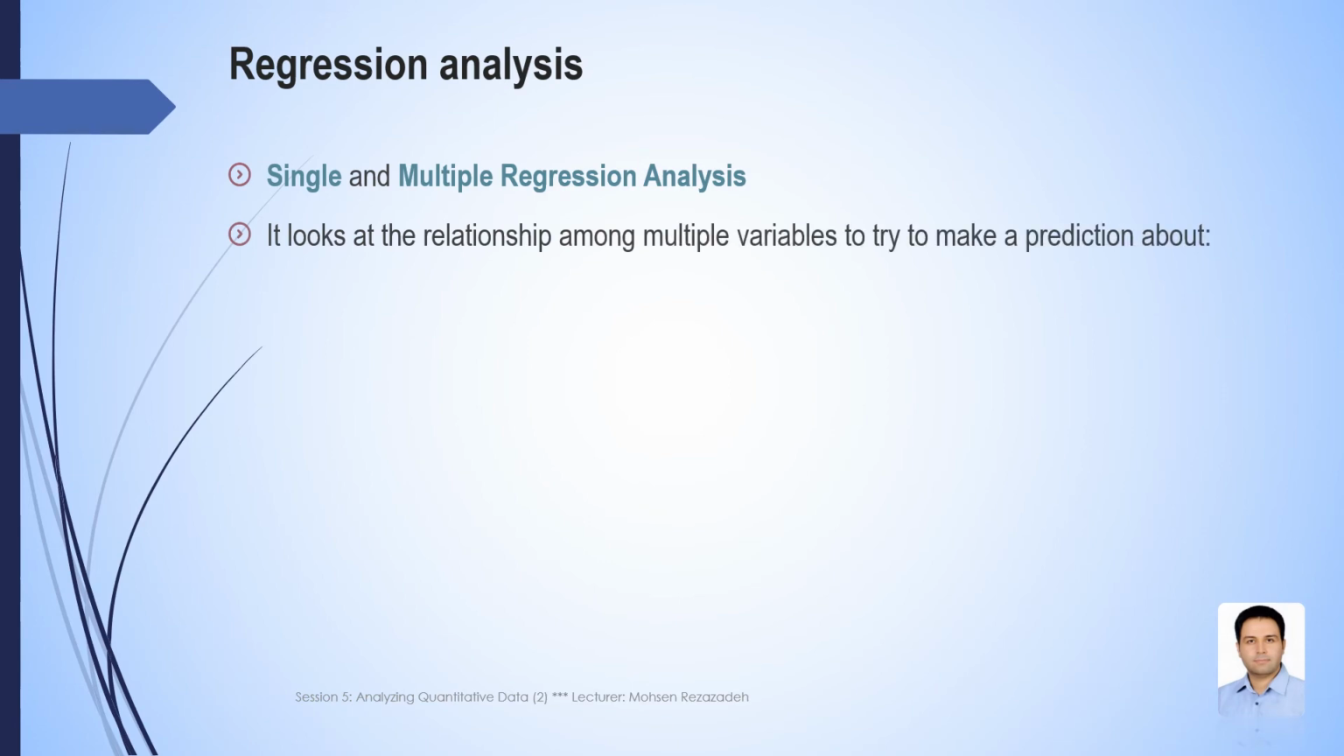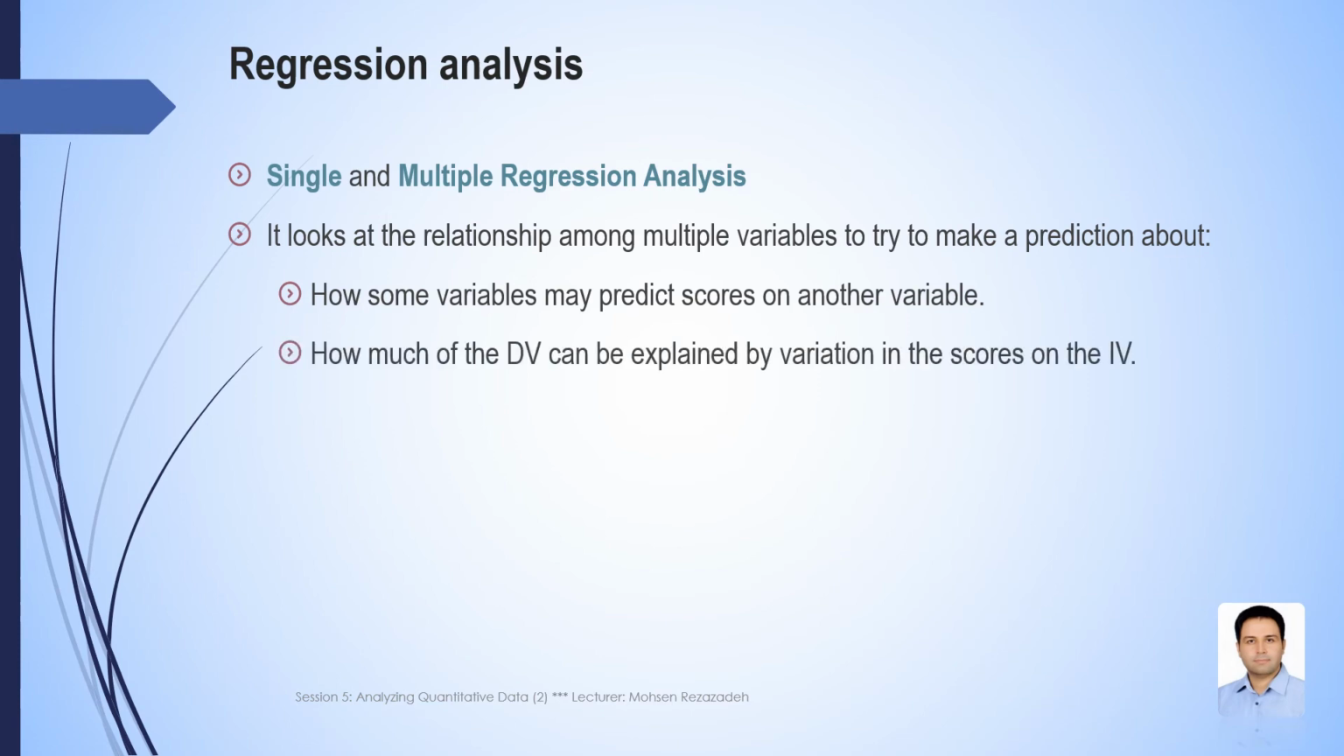It looks at the relationship among multiple variables to try to make a prediction about how some variables may predict scores on another variable and how much of the dependent variable can be explained by variation in the scores on the independent variable. In fact, in regression analysis, we want to have a kind of prediction.